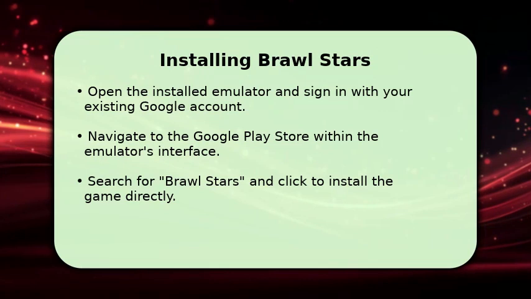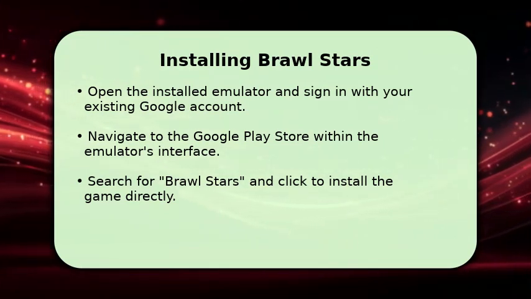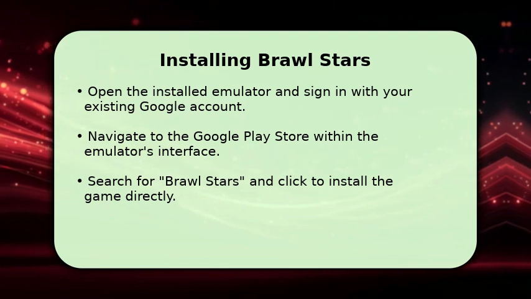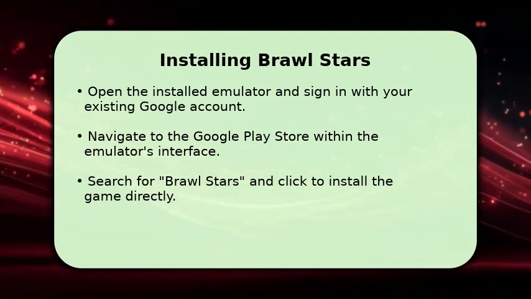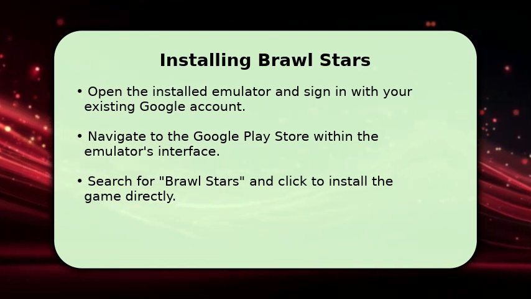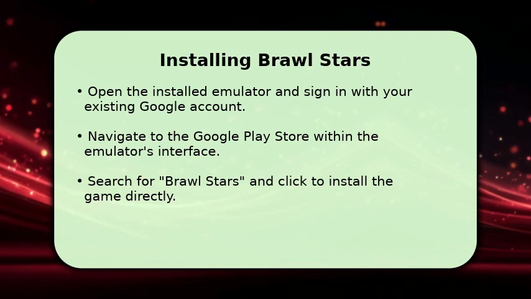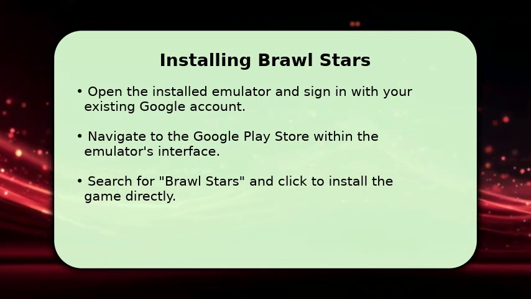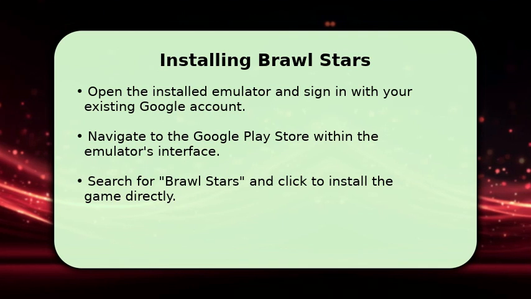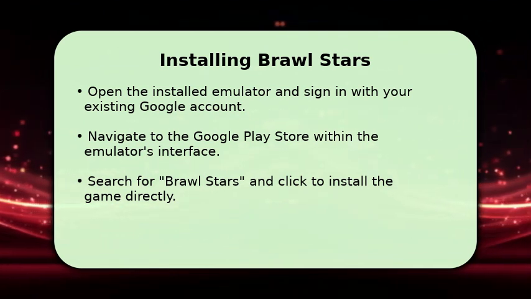With your emulator installed, the next step is to get Brawl Stars running. Launch the emulator and sign in using your Google account, just as you would on a new Android phone. Then, locate and open the Google Play Store within the emulator. From there, simply search for Brawl Stars, click the Install button, and wait for the game to download and set up. It is a very familiar process.